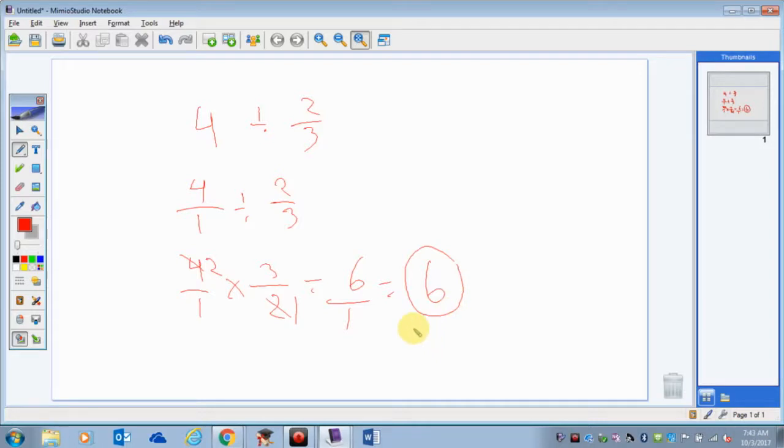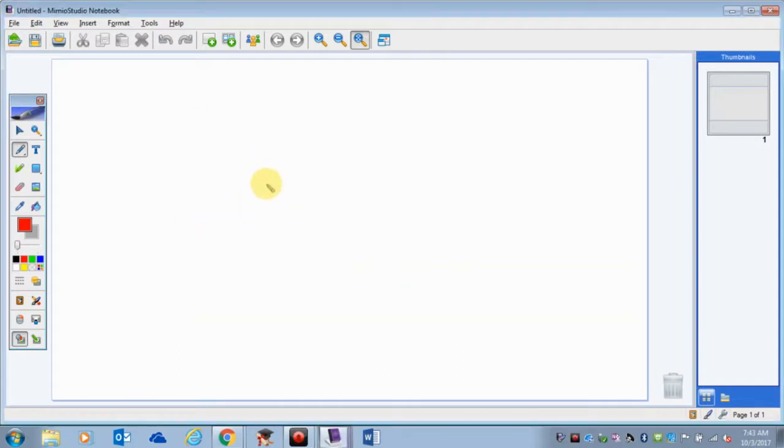I'm going to do one more example problem. I have 6 and 4/5 divided by 2 and 1/3. So now I've got to change both of these into improper fractions, because that's step 1. So 6 times 5 is 30, plus 4 is 34. So I got 34 over 5, because the denominator stays the same, divided by 2 times 3 is 6, plus 1 is 7, over 3.